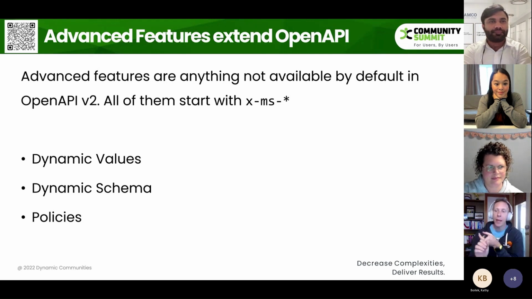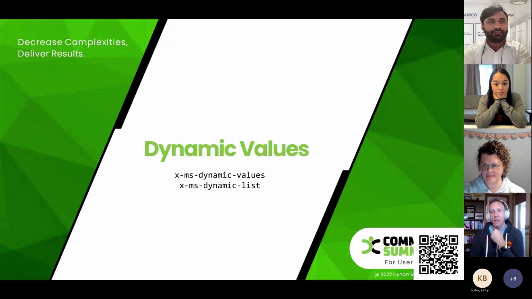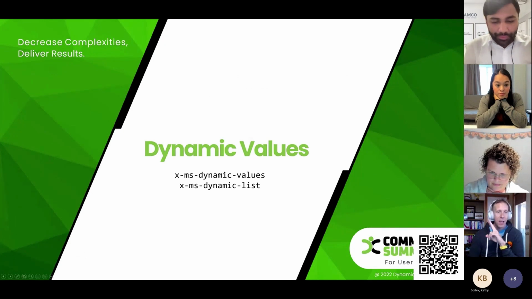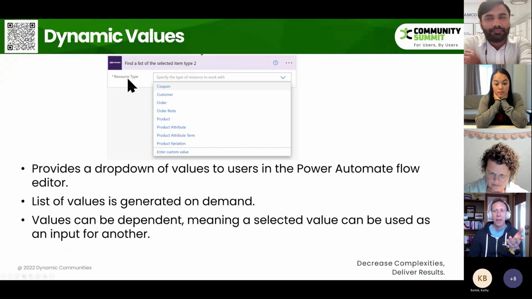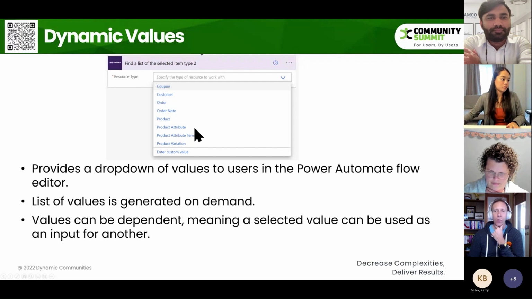So the first thing we're going to look at is the dynamic values. This is in the connector documentation as x-ms-dynamic-values and x-ms-dynamic-list. There's two of them, and I don't really know the reason why there's two, but it doesn't hurt to include both. So what is a dynamic value? It's something like this, where you want to have a drop-down list, but we don't know what's going to be in that list until we ask the server what's in it.